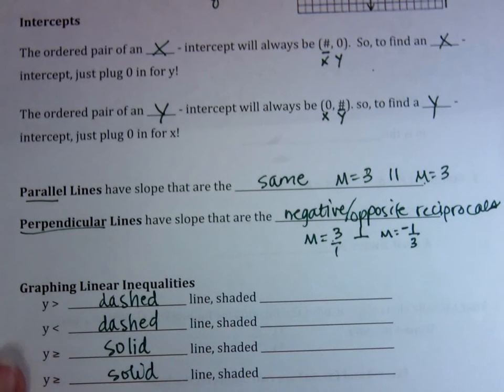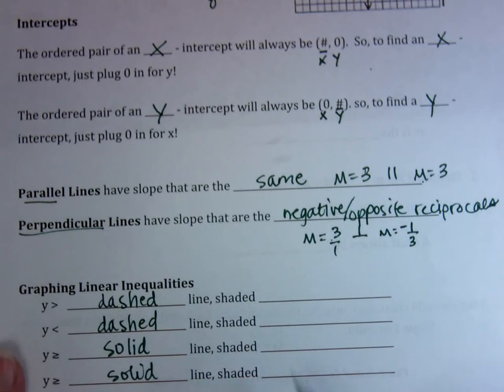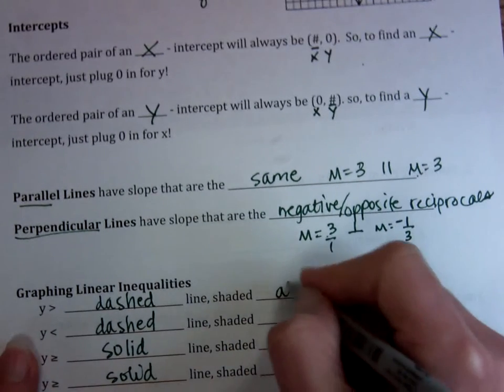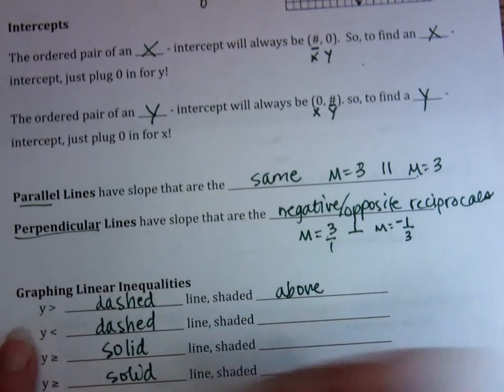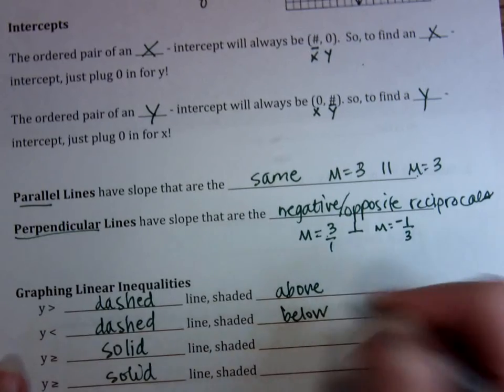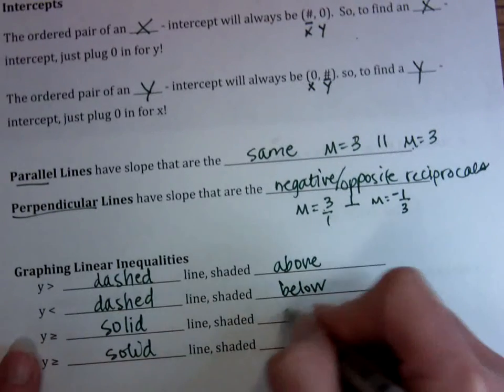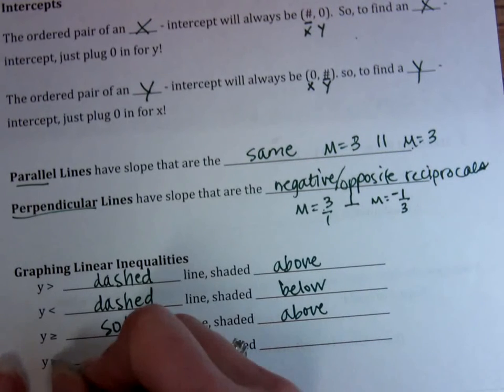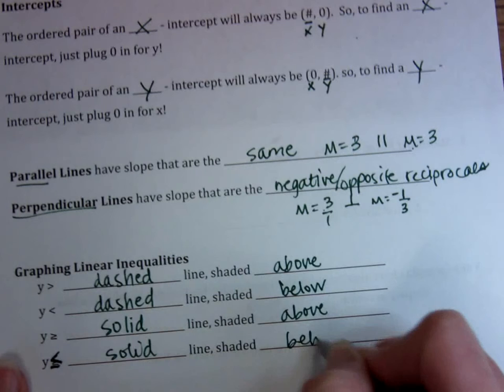Now let's talk about the shading. The shading for a greater than symbol is going to be above. Greater means above. Less would be below. Oh, this one should be a less than. That's a typo. Less than should be below.